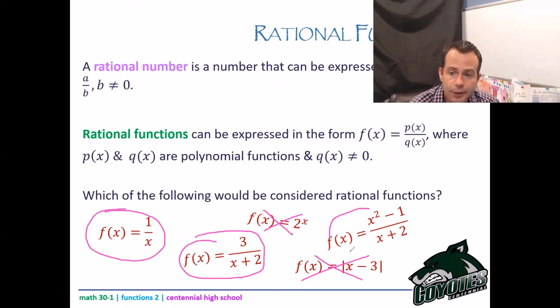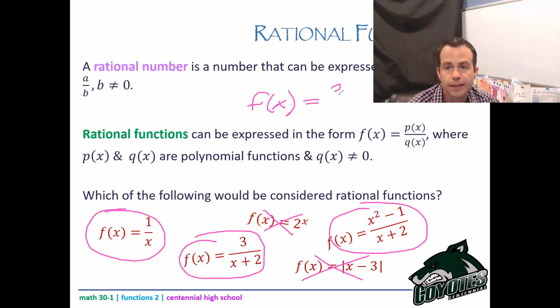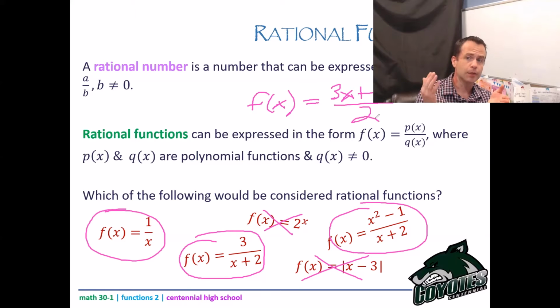And then this guy here would also be a rational function. I have a polynomial on the top and a polynomial on the bottom. Just be careful not to assume all fractions are created equal. If I wrote f of x equals, say, 3x plus 5 over 2, I don't want you to get caught saying, hey, that's a rational function. That's a straight line, right? That is actually just y equals mx plus b. It's just 3 over 2 x plus 5 over 2.